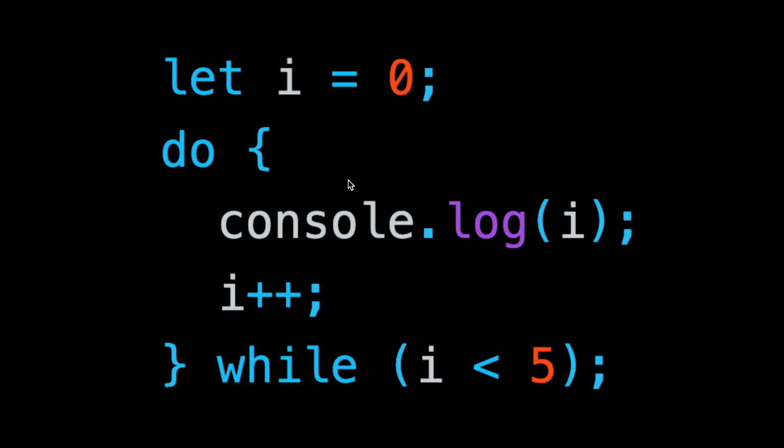So here's an example. Let i equals 0, and we are going to console.log the i. We're going to increment the i while i is less than 5. So in this case, it's going to print 0, 1, 2, 3, 4, 5, because it will get to 5, and then it's going to check that i is now not less than 5, and will break out of the loop after 5 has been printed to the console.